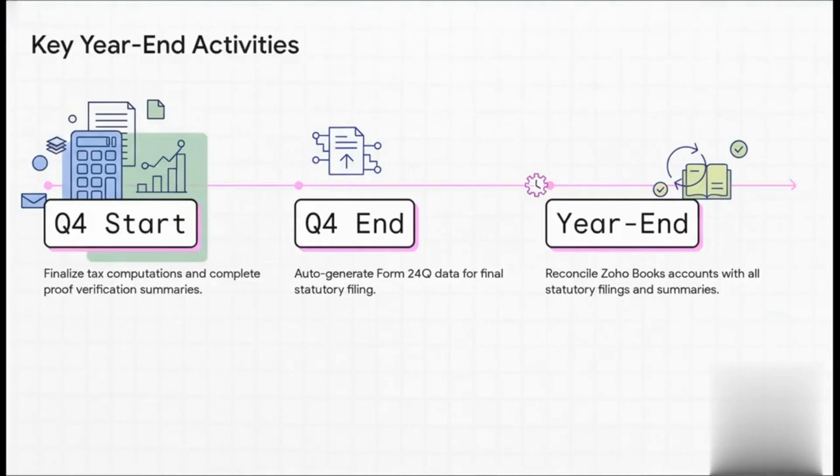So as you head into Q4, the system helps you wrap up all the final tax calculations and verify proofs. Easy enough. Then at the end of the quarter, it automatically generates the data you need for all your statutory filings. And to top it off, you can do a super quick reconciliation just to double check that your Zoho Books accounts match your filings perfectly. It's just a clean, simple, step-by-step process.